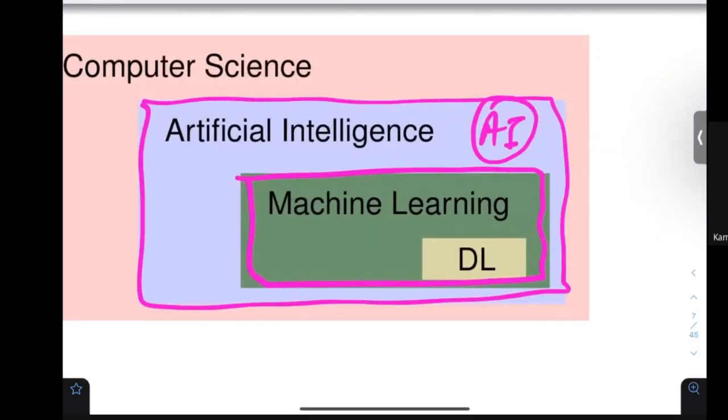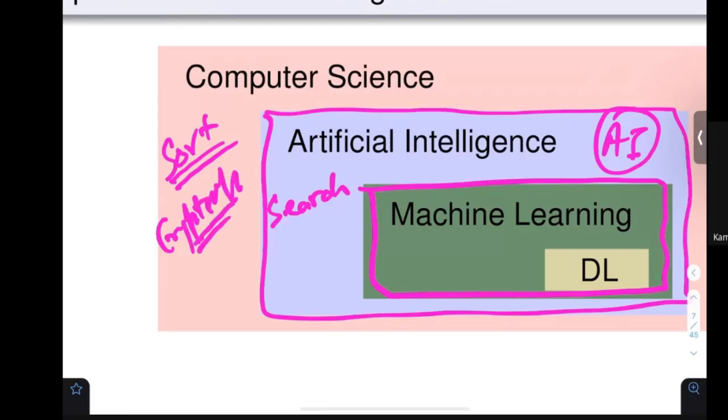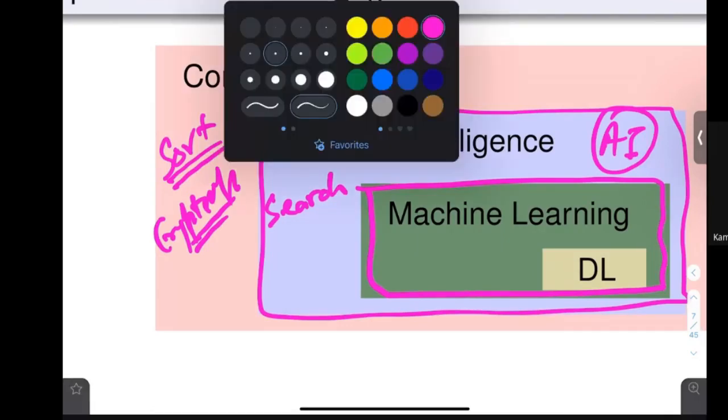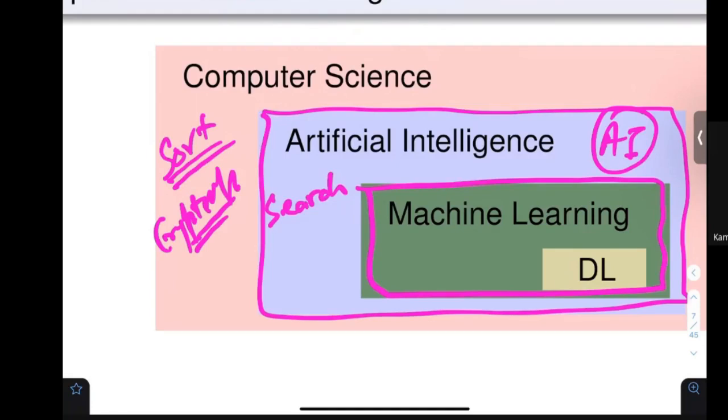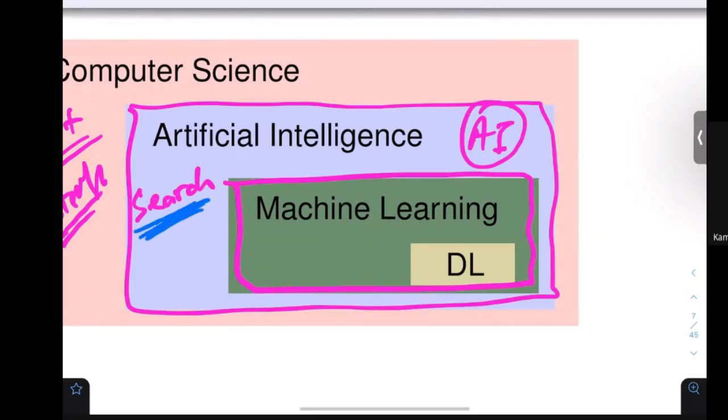Okay, for example, search is also there. And in computer science, for example, if we want to sort the numbers of a very big list, sorting is there. Cryptography, all these things we want to do in computer science, but they may not be related to artificial intelligence. But for example, if we want to develop an artificial intelligence based system, search can also be something that we want to do. It does not come under machine learning.